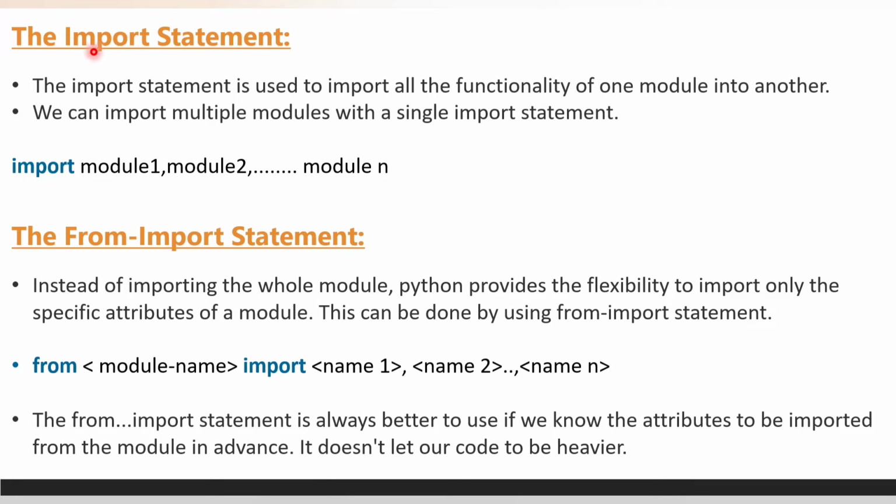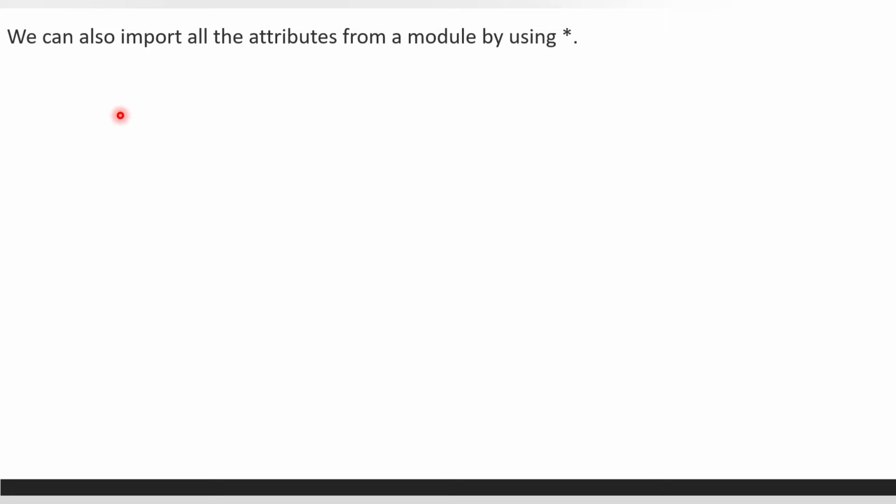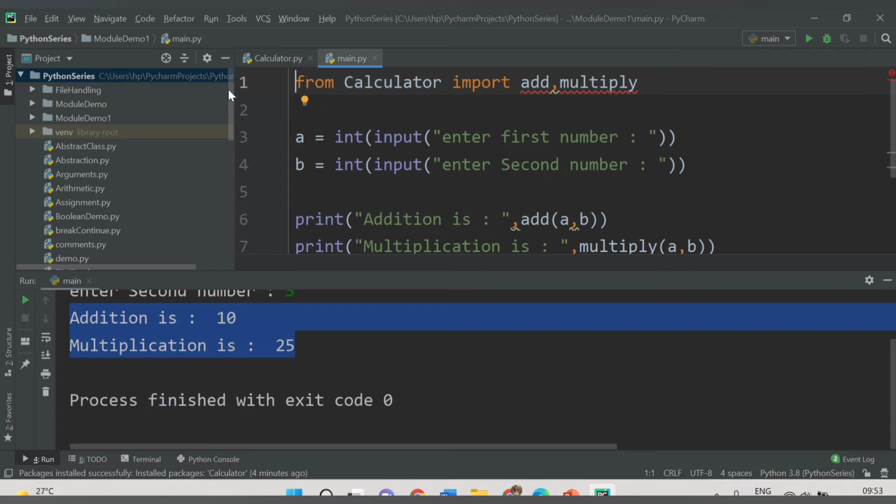So in this way you can make use of these two statements. First one is the import, when you are going to import all the functionality of a module, and when you know what needs to be imported, only those particular attributes you want to import, so you can go with the from import statement. So another thing that we want to learn here is we can also import all the attributes from a module by using star. So what is the syntax for that? So when you are using the from import statement and you need to import all the attributes, you can directly specify here star.